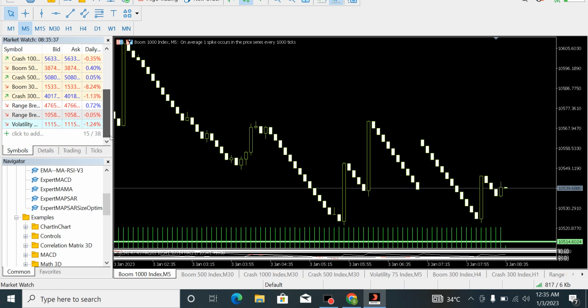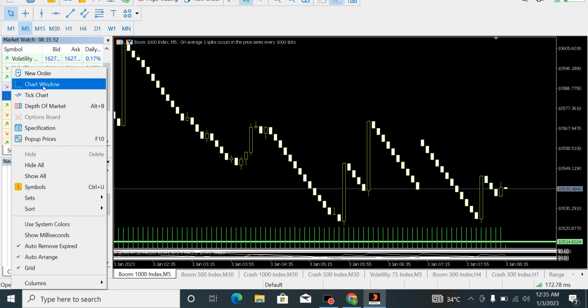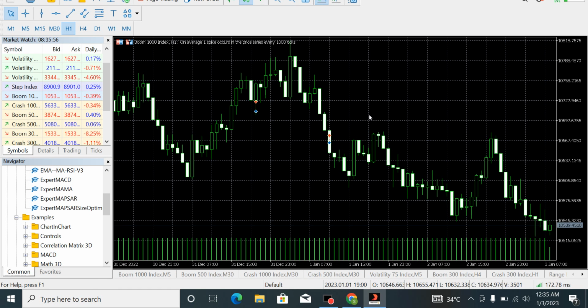The assets you are not seeing, just scroll down to the last part of it and type it out here and click on enter. It's going to pop up right from there. So let me just launch one of the assets so that we get to see how it looks like. So you right click on it. Once you right click on the asset you want to launch, then you click on chart window. When you click on chart window, it's going to pop up like this. Okay, you can see it has popped up.